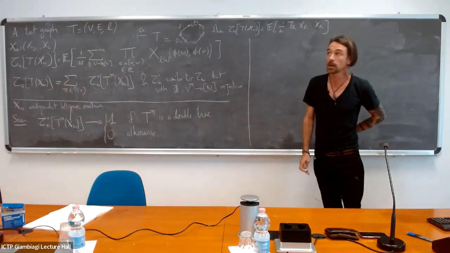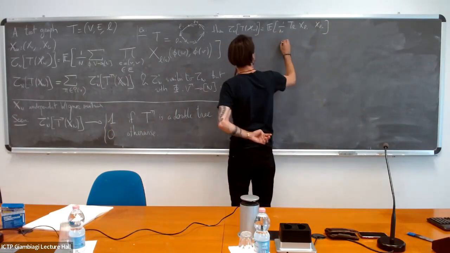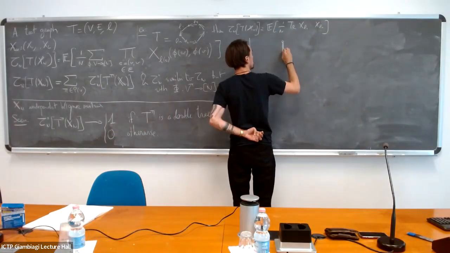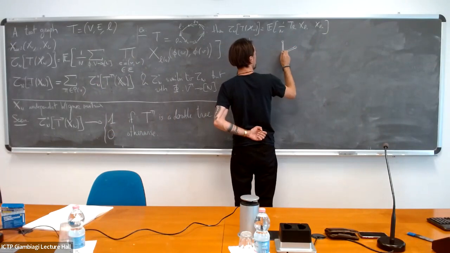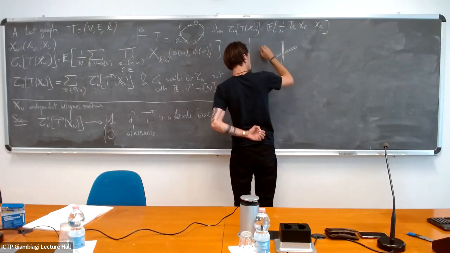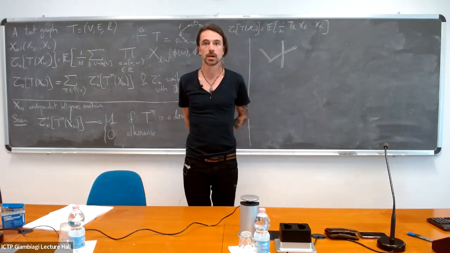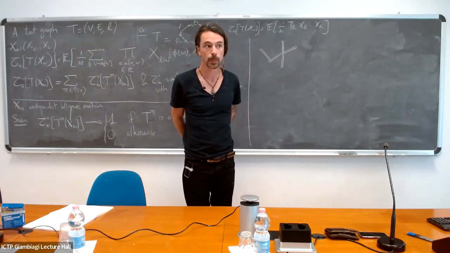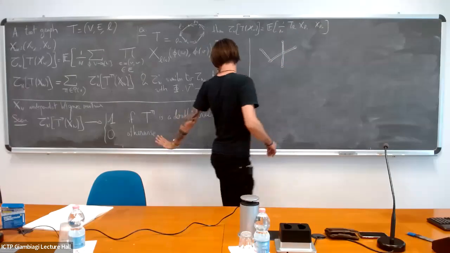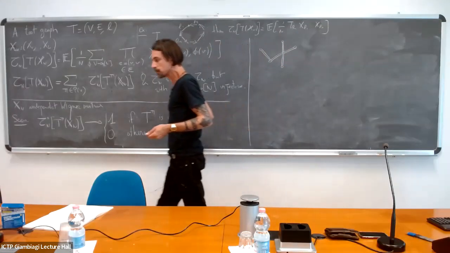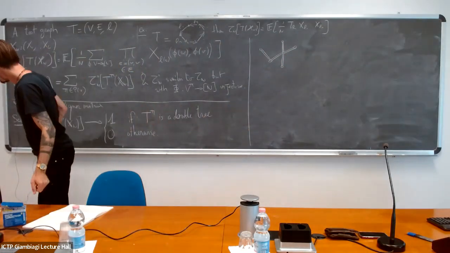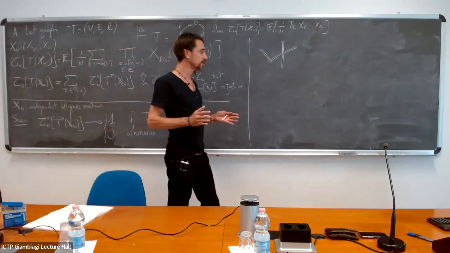What is a double tree? It's a quotient graph, which becomes a tree if I forget the multiplicity of the edges, and the multiplicity is two. Okay. If it is clear, let me give some comments. I presented the notion of non-commutative distribution.